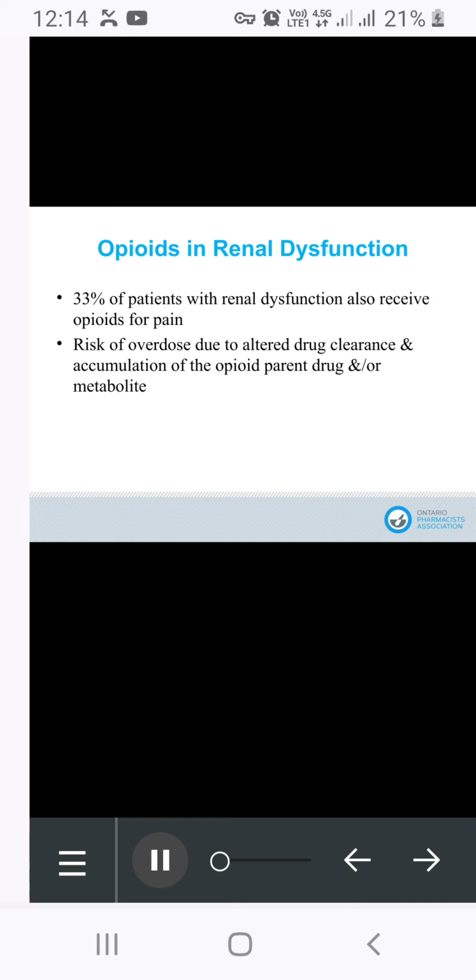Now let's take a look at kidney dysfunction and the use of opiates. And it's a fairly common thing because people with kidney dysfunction tend to have pain conditions, so about a third of the patients are on opiates. And if we're not sure of how the drug is being cleared, there's probably a higher risk of overdose because the kidneys are a filter, same with the liver.